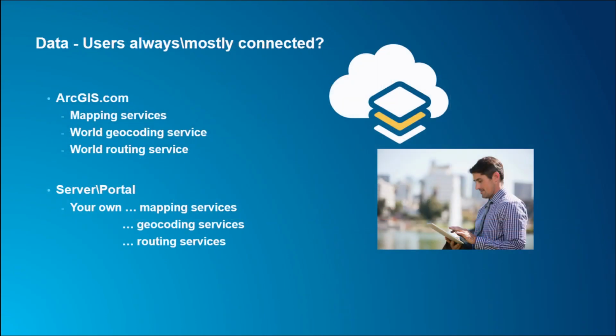So one of the first things you usually have to ask yourself is, are your users usually connected, or always connected? And if so, you can use services for most of the needs to do mapping and routing and geocoding. So for example, you could use ArcGIS.com, and we have mapping services. We have world geocoding services, and we have routing services. Potentially, you could set up your own portal and server combination where you publish your own mapping services and geocoding and routing services.